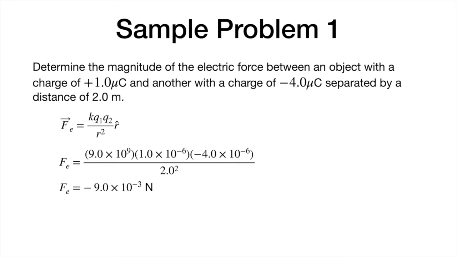Now again, the magnitude technically would ignore the negative, but I've left the negative in just to remind myself that because these two charges are opposite in sign, one's positive, the other's negative, this would be an attractive force. Technically speaking, I have that information in the problem itself, which would tell me that.